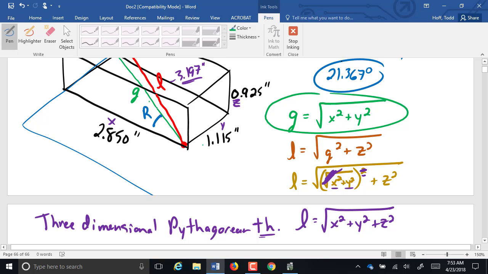Now, could we have just found G across the bottom there and then use that again? Sure, we could have. But what are the disadvantages of that? Yeah, we're going to be taking an answer, rounding it off, and then using it again. So if I just take all three dimensions and combine them at once, I'm avoiding that risk of rounding off the answer and that round-off error becoming significant.